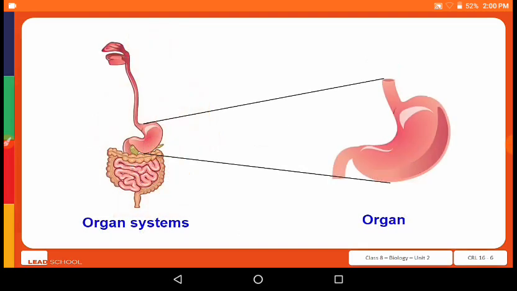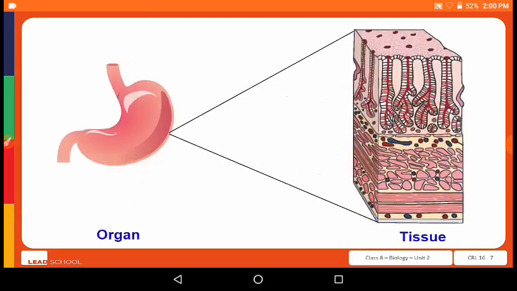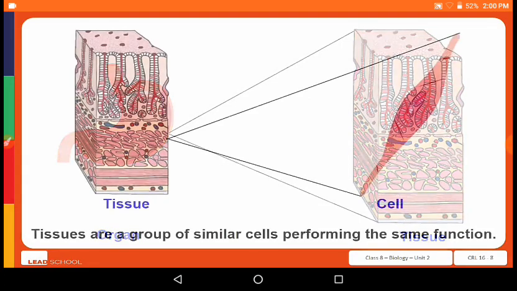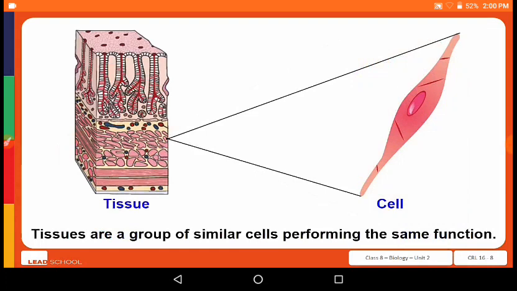These organ systems are made up of different organs. For example, the digestive system is made up of the mouth, the esophagus, the small intestine, the large intestine, and the anus. Each of these organs is further made up of tissues. Tissues are a group of similar cells which perform the same function. The cells that form different tissues are of different types. Each of these specializes in performing a specific function.